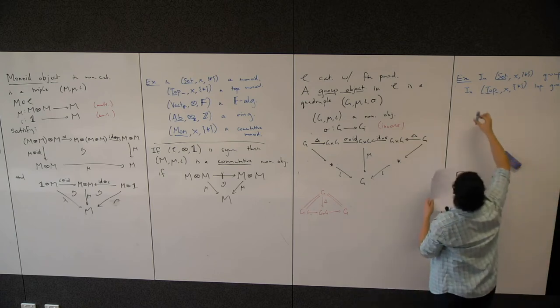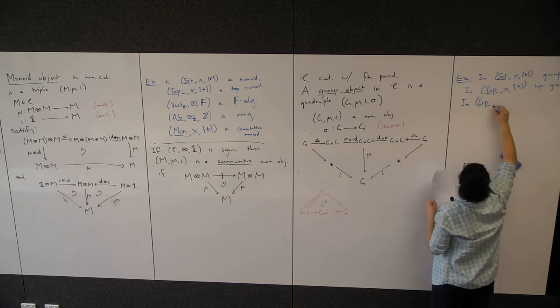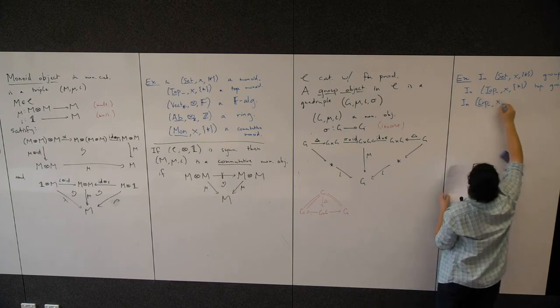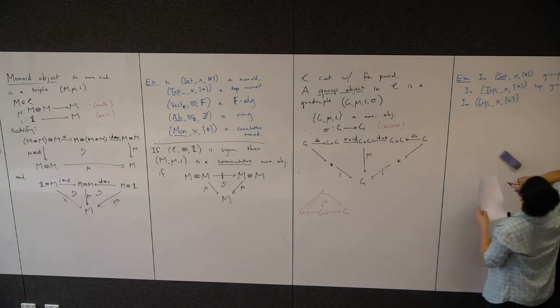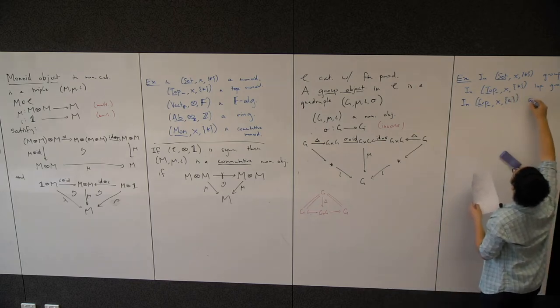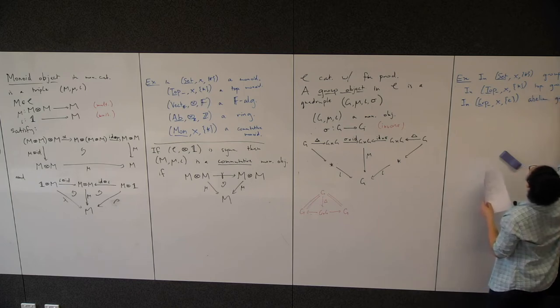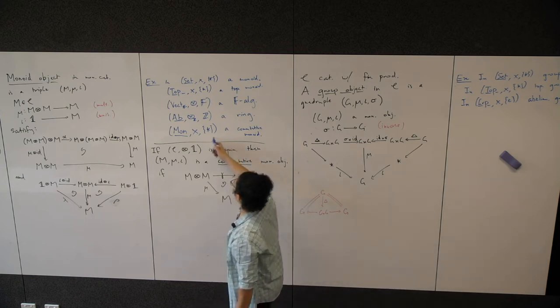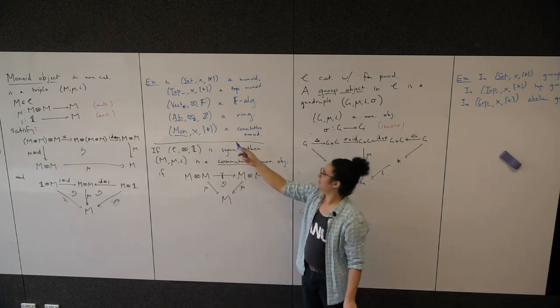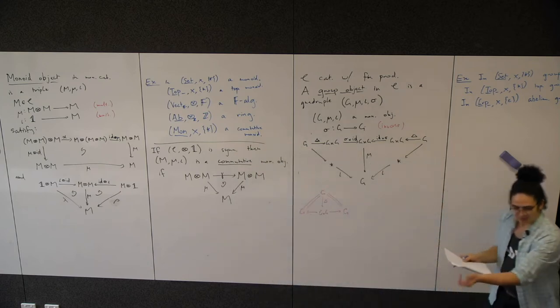All right. And in the category of groups, again with product and the trivial group, a group object is an abelian group. Sort of for the same reason that a monoid object in the category of monoids is a commutative monoid, but I'm not gonna explain that.